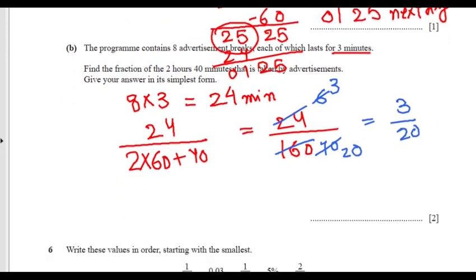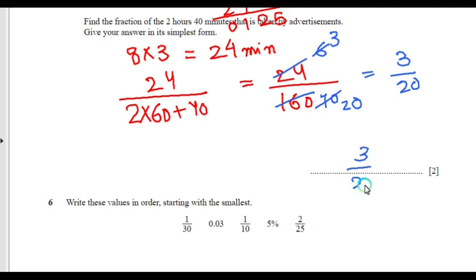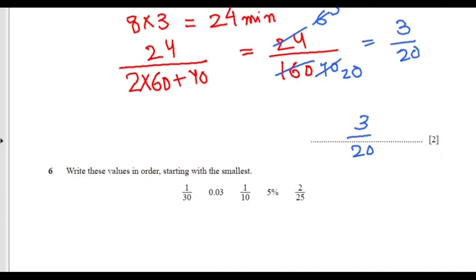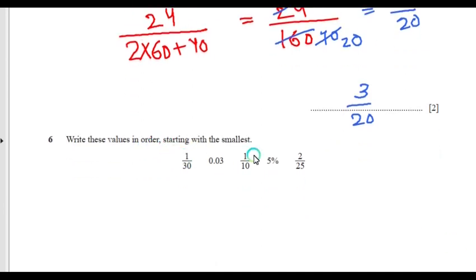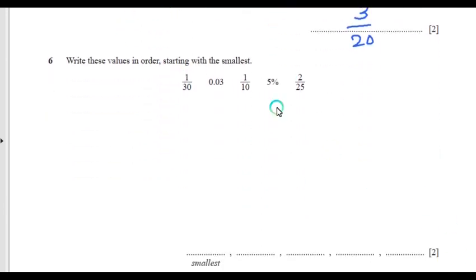So now divide this by the total time. You can see that this is written in minutes, so the total time should be written in minutes as well. So we can write it in the fraction. Got it? So 2 hours, 2 will be multiplied by 60 to become minutes, and then plus 40 minutes as it is. So it will be 24 divided by 120 plus 40, which is 160.